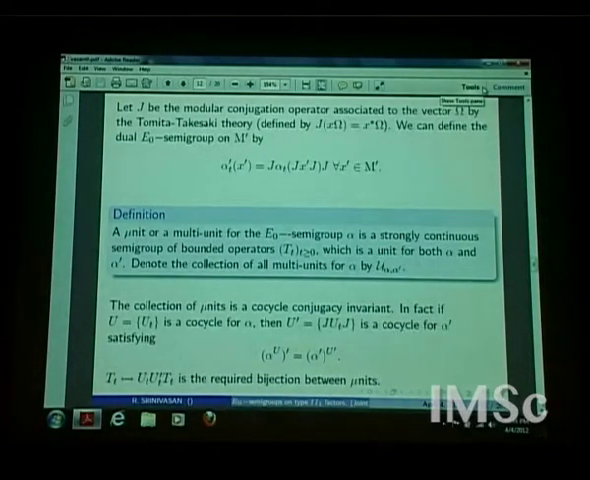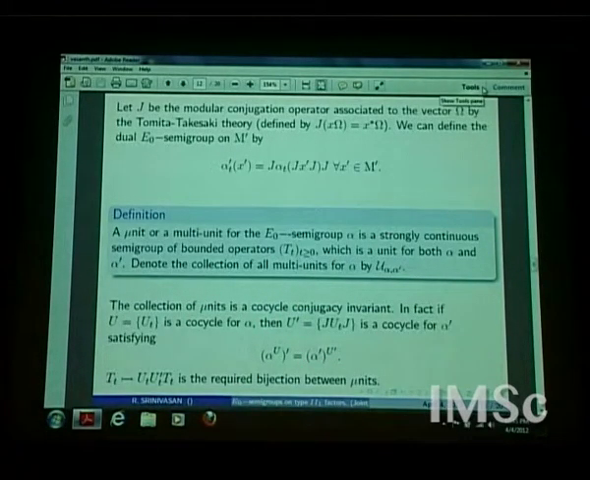So given an E0 semigroup on M, I have defined an E0 semigroup on M commutant. So I define something called a munit, or a multi-unit, for an E0 semigroup alpha. It is some operator T_t which is a unit for both alpha and alpha prime. I call it a multi-unit. It should be a unit for both of them. So the collection of all multi-units is a cocycle conjugacy invariant, one can show.